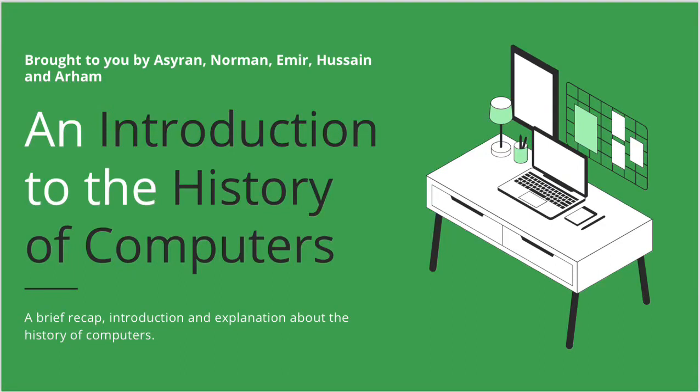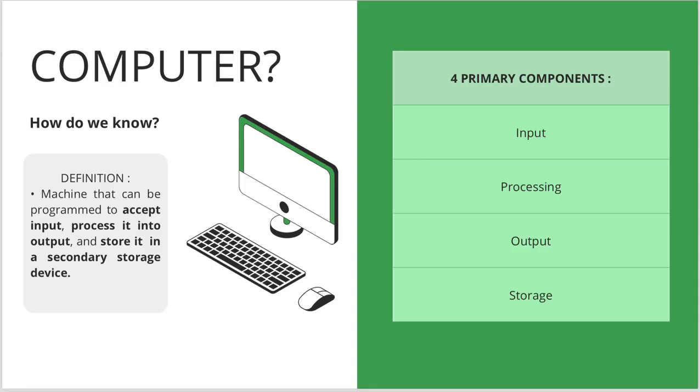I am Norman, and my group and I will give a brief recap of the introduction and explanation about the history of computers. First off, we need to understand what a computer is. A computer is a machine that can be programmed to accept input, process it into an output, and store it in a secondary storage device. There are four primary components to a computer: input, processing, output, and storage.